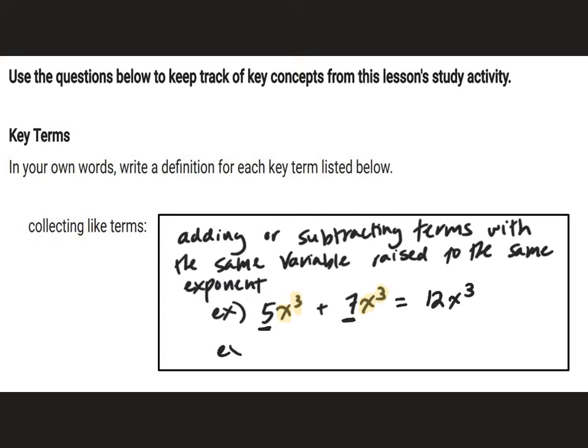Another example of combining like terms is something that you've actually done many times before. You can add or subtract regular numbers, and so that's an example of combining like terms. So something like 5 plus 7 is combining like terms.